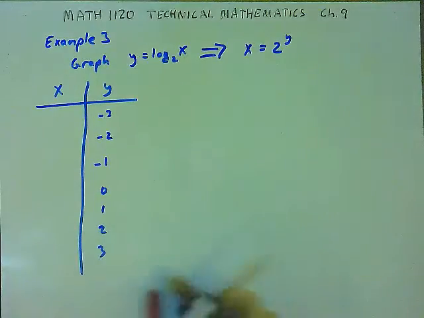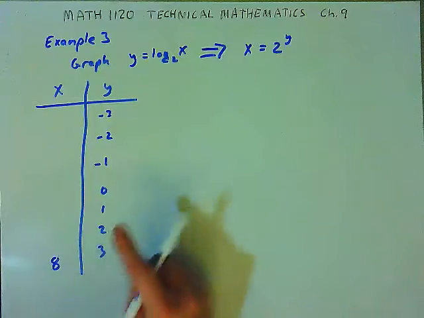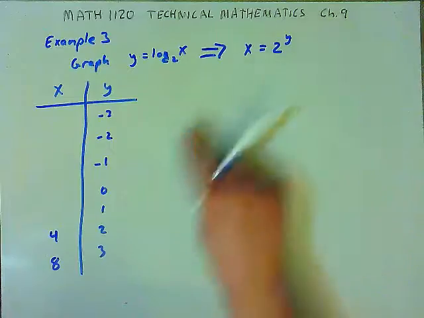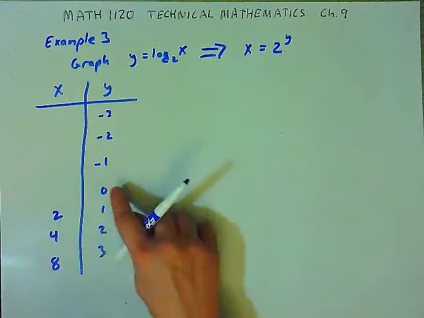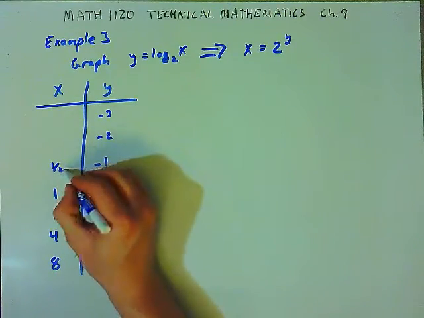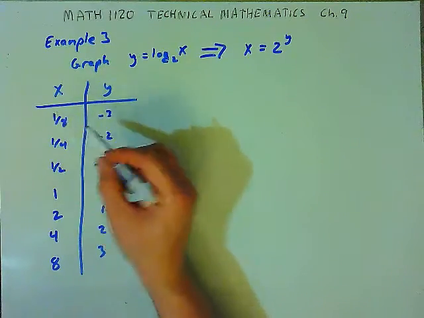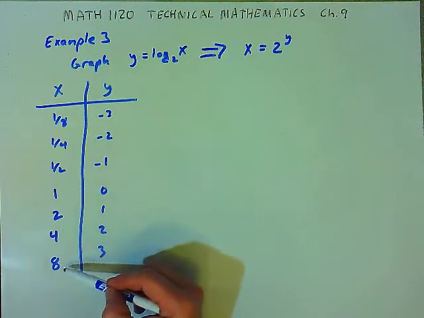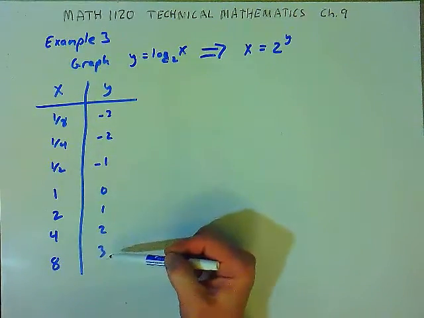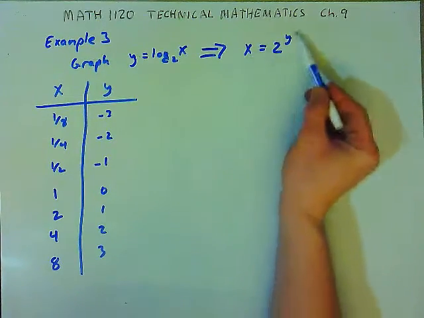And so I can start down here with 3. 2 to the third power is 8. 2 squared is 4. 2 to the first is going to be 2. 2 to the 0 is 1. 2 to the negative 1 is 1/2. 2 to the negative 2 is 1/4. And 2 to the negative third is 1/8. Right, so I would never have guessed these numbers to plug in for x and then be able to solve for y. It's a lot easier to plug in numbers for y and then solve for x because of the form the equation is in.